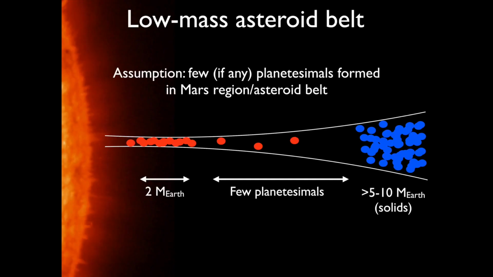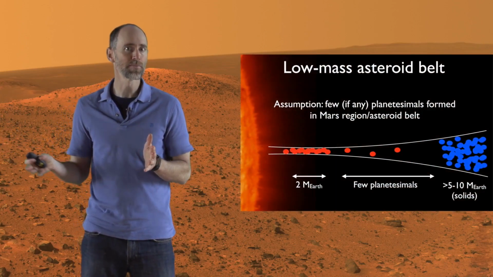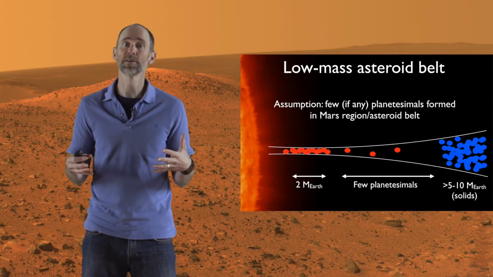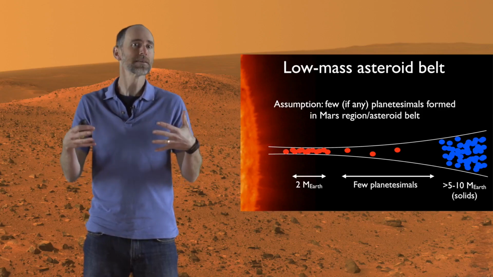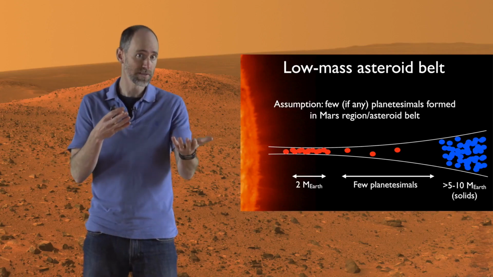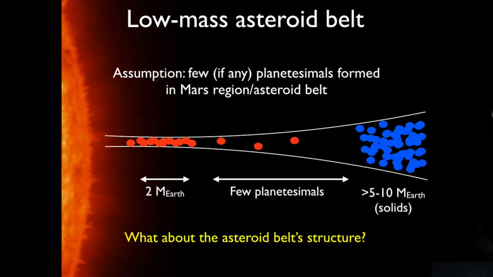So the key assumption made in the low-mass asteroid belt model is that the planetesimals did not form smoothly across the inner solar system. They formed a ring with a couple Earth masses of material in the terrestrial planet zone. Then they only formed a small amount of planetesimals in the asteroid belt, and then they formed plenty of planetesimals further out in the Jupiter and Saturn region to explain the cores of Jupiter and Saturn. So based on these starting conditions for planet formation, we know that we can reproduce the orbits of the terrestrial planets. The question is, what about the asteroid belt?